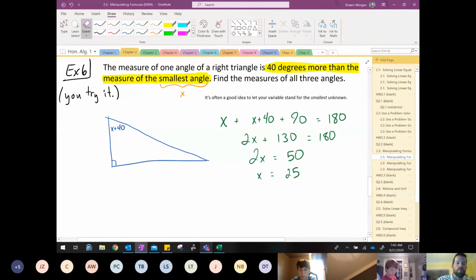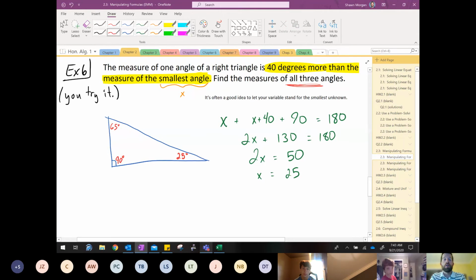In fact, on my drawing, I sometimes like to label my answers. So 25 degrees. I know that it's a right triangle, so I know this one's 90 degrees. My last thing to answer this question, they said, find all 3 angles. So Luke, what's my last angle going to be if it's X plus 40? 65. Yeah, very good. How'd you get that? 40 plus 25. That's all it took, right? So we just took our answer 25 and plugged it in.